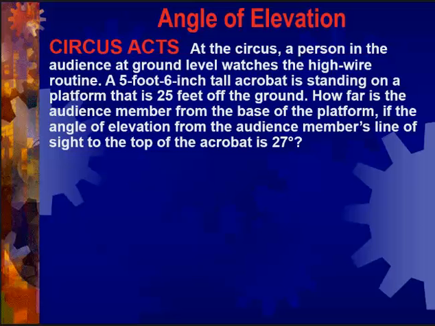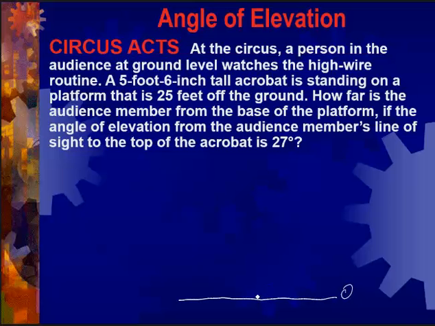At the circus, a person is in the audience at ground level watching the high wire routine. Again, when you have a bunch of words like this, take it one chunk at a time and draw a picture. So here's a person in our audience. We'll just draw his head. He's at ground level. So that's our horizontal. He's watching a high wire routine. So what do you think? Is he going to be looking up or looking down? He's going to be looking up, so we're using an angle of elevation.